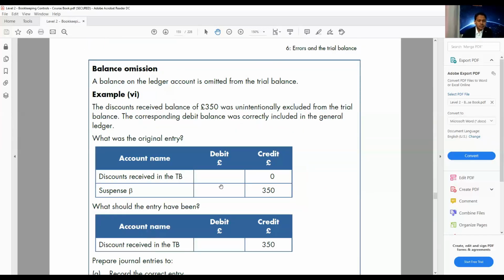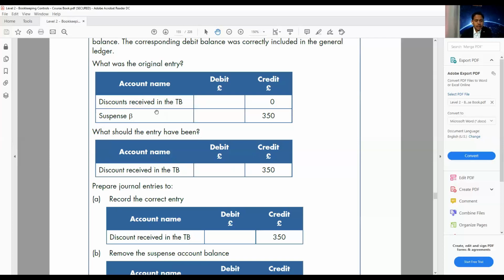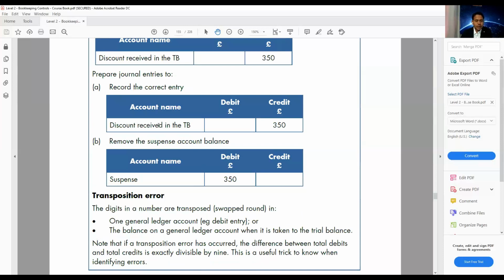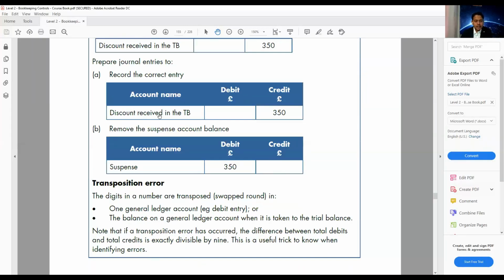Then we have a balance omission. If I forget any balance, that also creates the suspense account. You can see this one, discount received, I forgot that, so the suspense account is created as a credit balance. Discount received is income, so I'm writing on the credit side. And finally, I need to remove the wrong one. So I'm removing the old mistake and recording the correct one. Discount received credit, and finally I'm going to remove the suspense account. Suspense was credit before, I'm going to make it debit now.